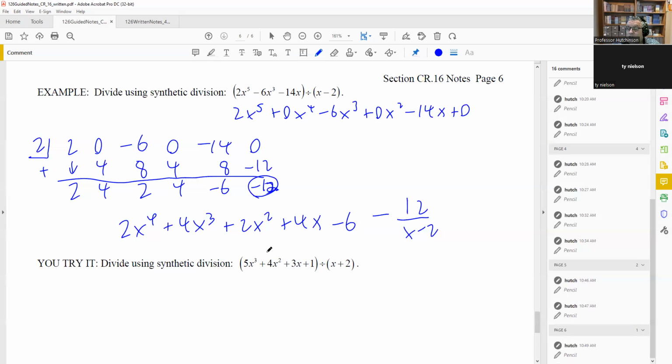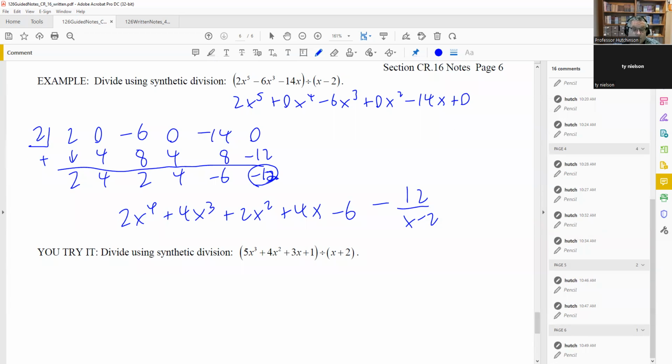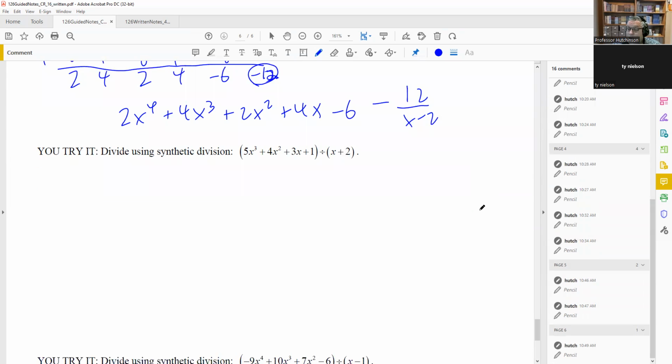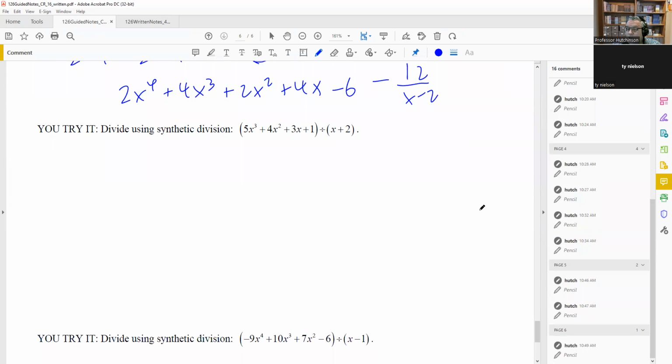Otherwise, you've got all this stuff up front as your quotient. The remainder is -12, if it asks for that. So we've got a couple more. They're just some try-it problems. So we'll finish off this section with those. So let's do these two.